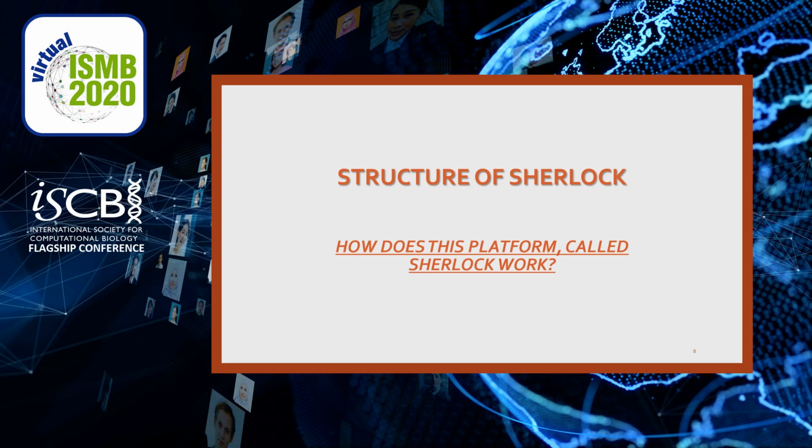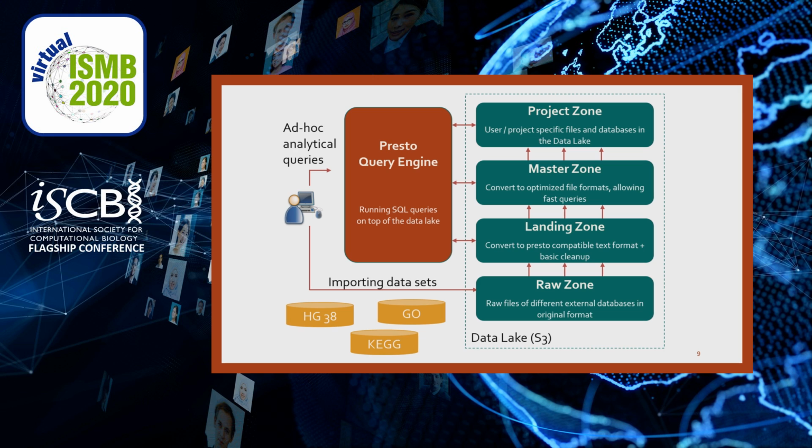Now, after we talked about the big data technologies and the data lake, let me show you what the Sherlock platform looks like. Actually, it has two main parts. The first is the Presto query engine, where you can run your own SQL queries on top of the data lake. In the next slides, I will show you one example. This Presto query engine is a high-performance distributed SQL query engine for big data technologies. Its architecture allows users to query a variety of data sources such as MySQL or MongoDB. It can even query data from multiple data sources within a single query.